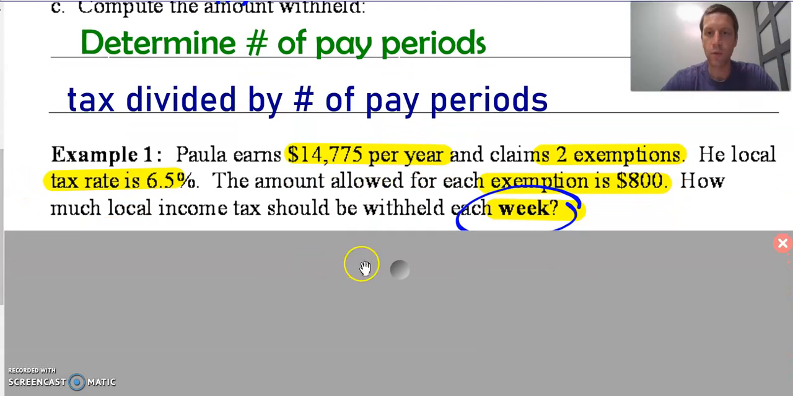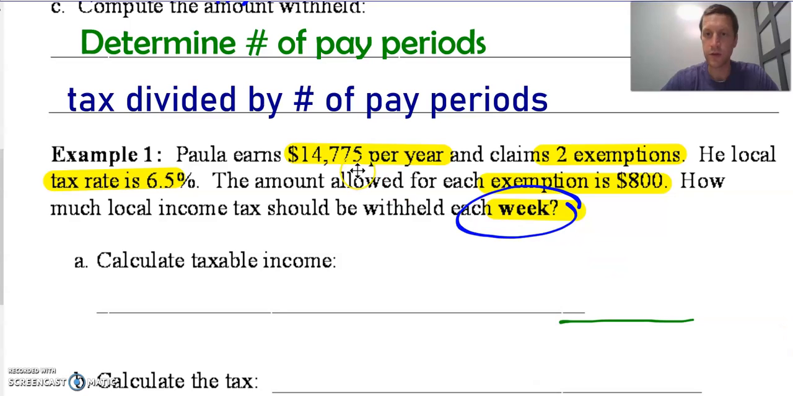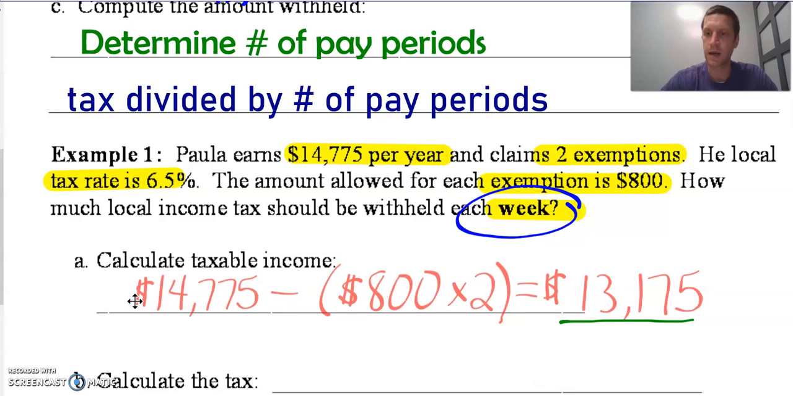So if we look at example 1, here's Paula. You can see what she earns. She has $14,775. She claims 2 exemptions. Usually that means she maybe has 1 kid. Herself and her kid are exemptions. Maybe she's married and it's her and her spouse. The local tax rate is 6.5%, and the amount allowed for each exemption is $800. That means for every exemption you get to subtract $800. It's kind of like you're hiding that money from the government when they come to tax you. It's a legal way to do it. It's definitely legal. But that's kind of the effect that it has.